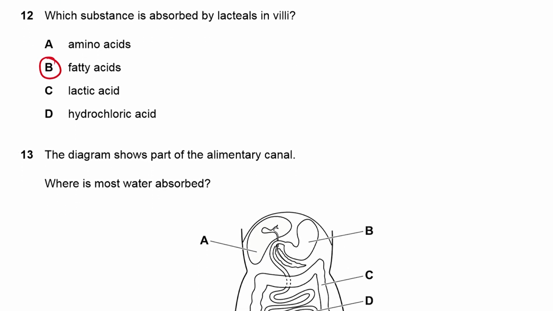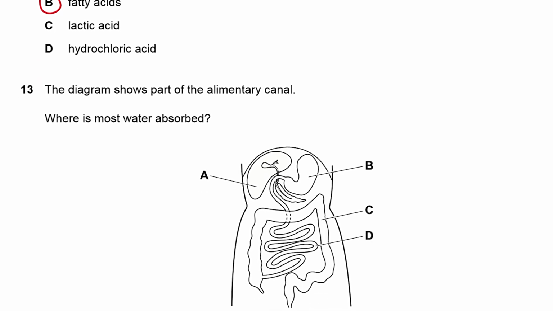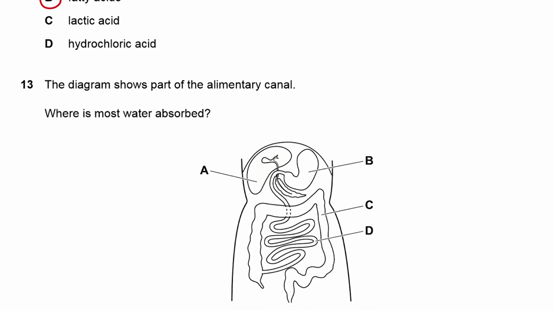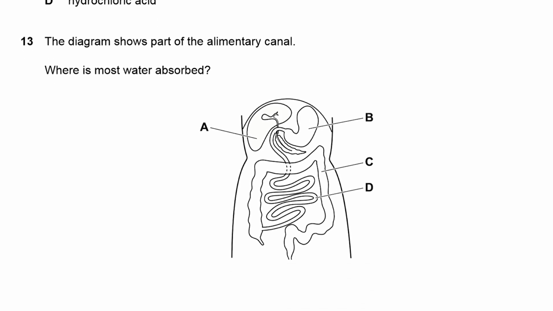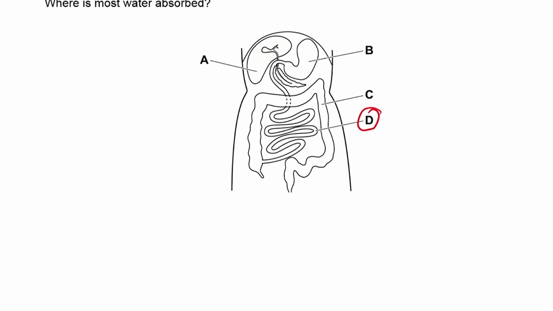The diagram shows parts of the alimentary canal. Where is most water absorbed? Now the question says, where is most water absorbed? Because we are talking of water being absorbed, it will be D, which is the small intestine. But if we are talking of reabsorbed, that is going to be the large intestine, which is C.